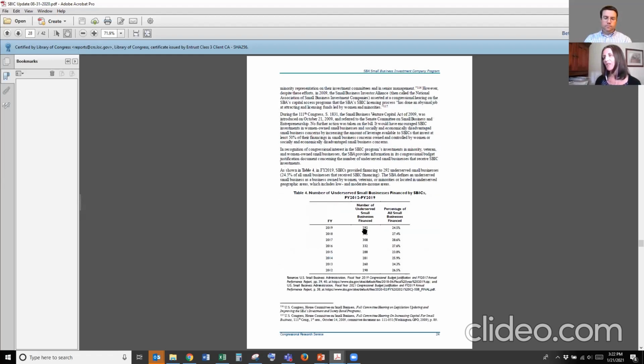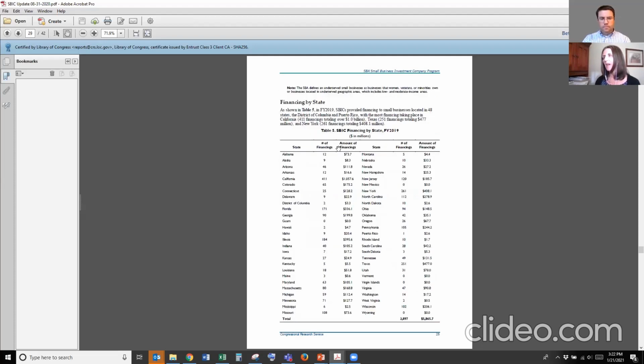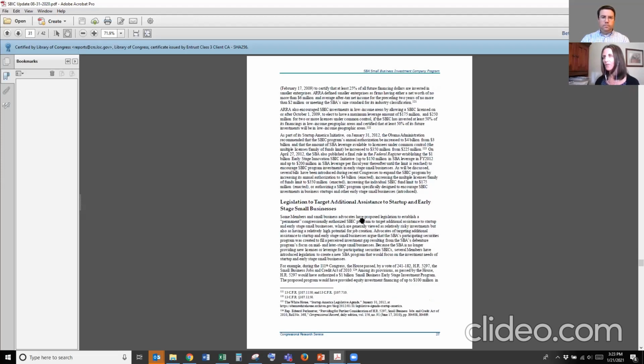And then this is the number of small businesses, underserved small businesses financed by SBICs. The underserved businesses are the minority-owned businesses that they're tracking. You'll see it's holding steady around 300 for the past few years. And then this is the financing by states. They aggregate the information based on where the portfolio companies are located across the program, and it splits it out by state. So that's an interesting metric as well.